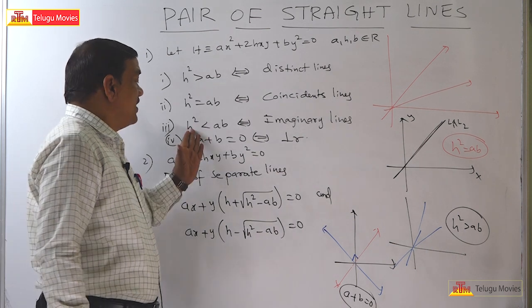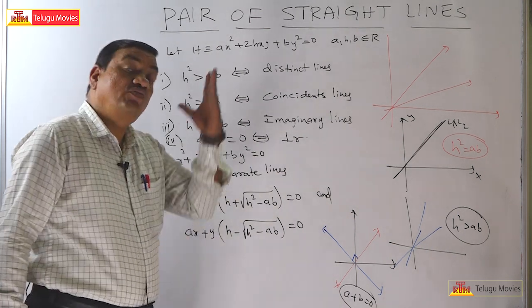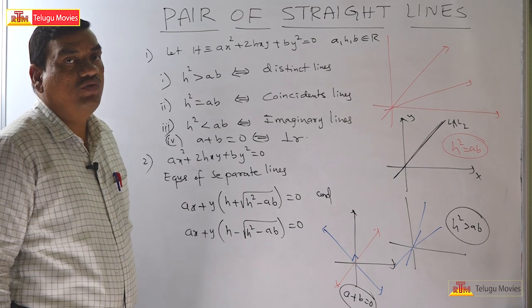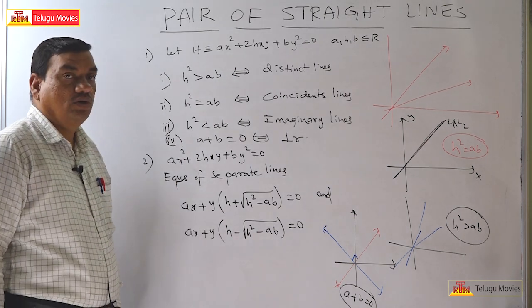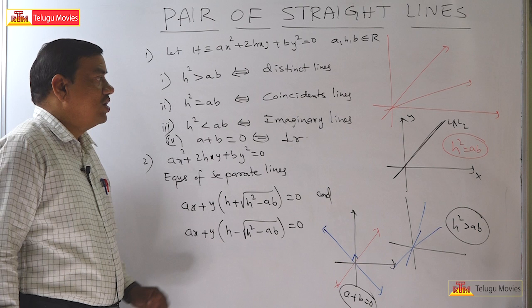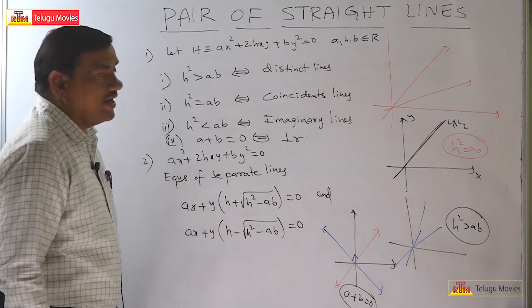But what about if h square is less than ab? Then you will get imaginary lines. How we will get them, we will see in the next concept. I hope that up to here you understand this concept.